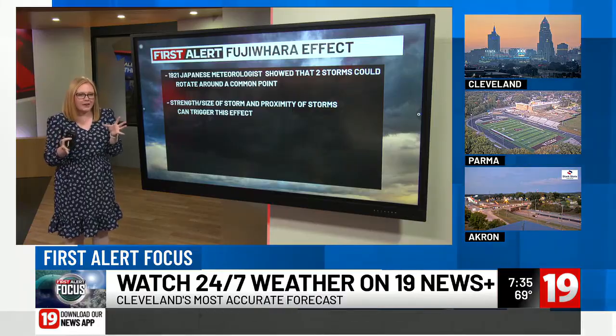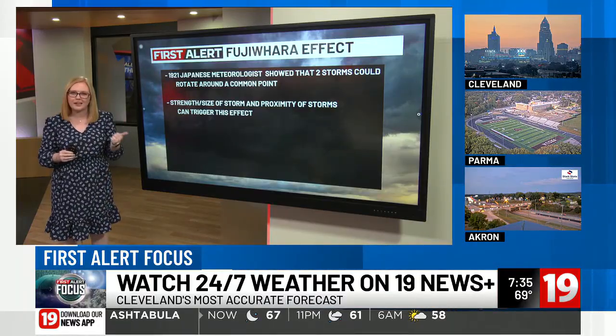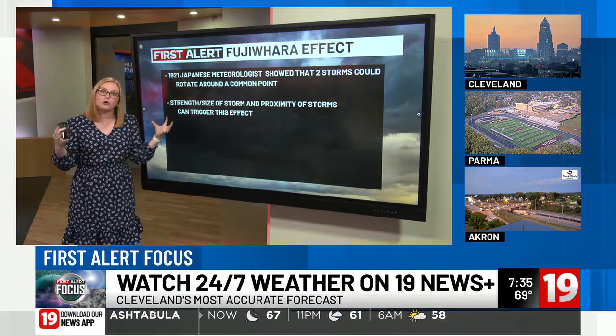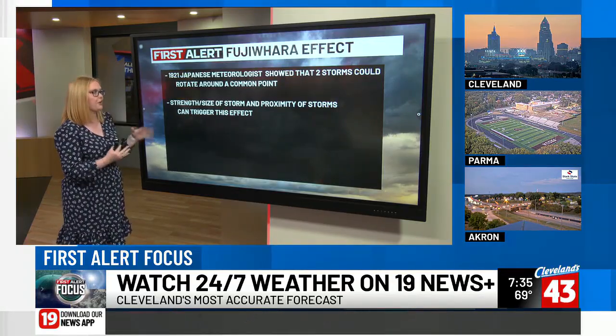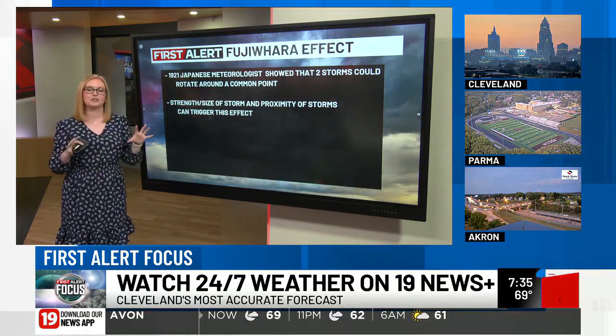So it does depend on a couple of different things. Think the strength or the size of a storm and how close these two storms are working, basically in proximity to one another. That's how this effect essentially gets triggered.